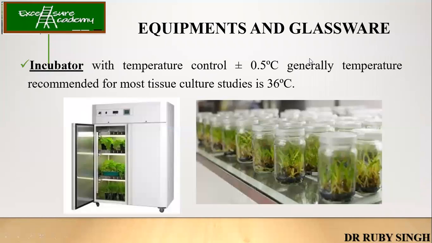Moving on to the next. Then we have the incubator. This incubator will have temperature control. The recommended temperature for tissue culture is around 26 degrees Celsius. Depending on the type of plant, you can set the temperature. For example, if you're growing a cold resistant plant, like those you can see on the tops of mountains or growing in snowy areas, then you need to keep the temperature low.